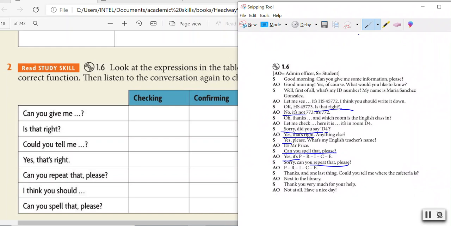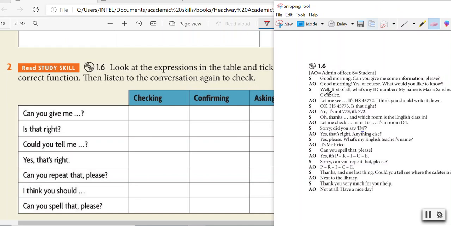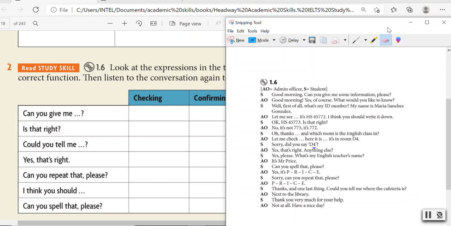You can see the text in here and decide on this. Can you give me? Is that right? After that, you can check it because we hear the audio. I don't want to play this again. You hear it.